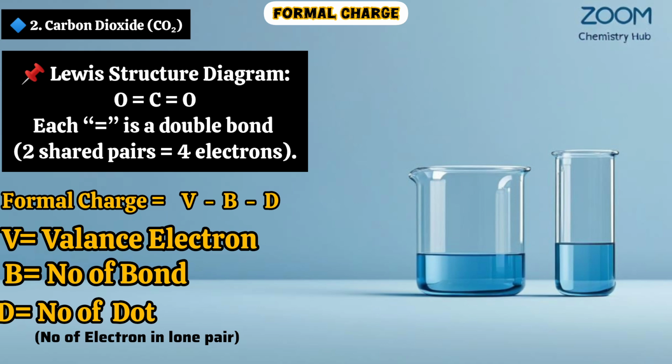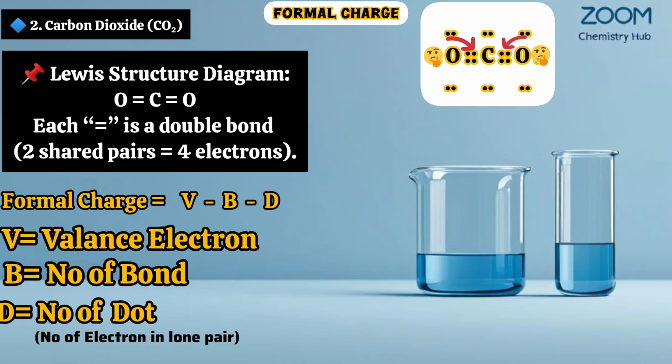Next we will take the example of carbon dioxide. First we write the formula of carbon dioxide, that is CO2. Next we will write its Lewis structure. The central atom is carbon and the outer atoms are the 2 oxygen atoms. So here we can see that 4 bonds are formed by the carbon atom and 2 bonds are formed by each oxygen atom.